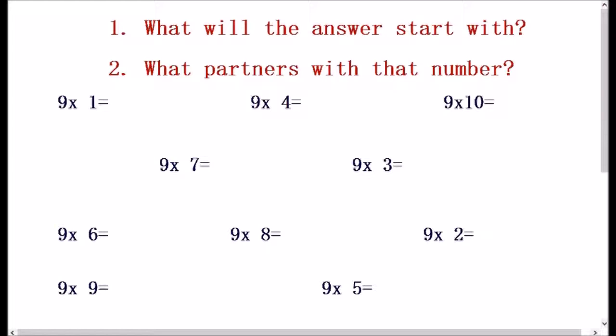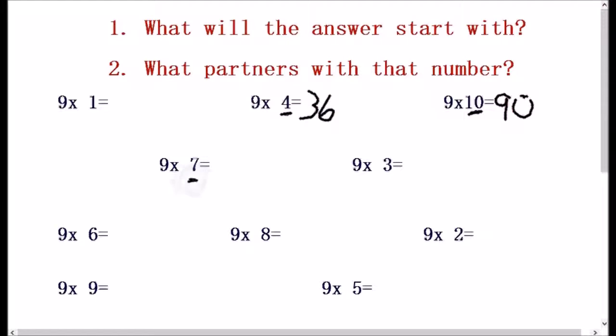Okay, so let's start with 9 times 4. So it's 4, so it's going to start with, what is 1 less than 4? 3. And then what partners with the 3? That would be 6, because 3 plus 6 equals 9. 9 times 10, well, I mean, we know what 9 times 10 is, but let's still just use the pattern. What's it going to start with? It's going to start with a 9, because 9 is 1 less than 10. And what partners with the 9? 0, because 9 plus 0 equals 9.